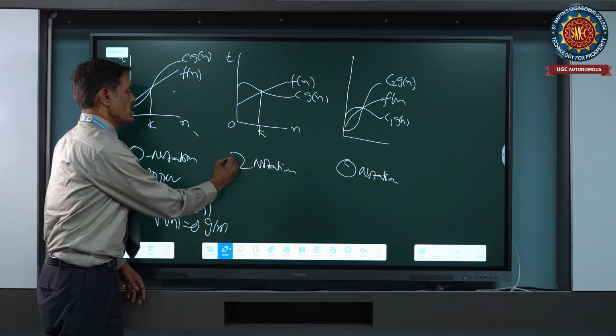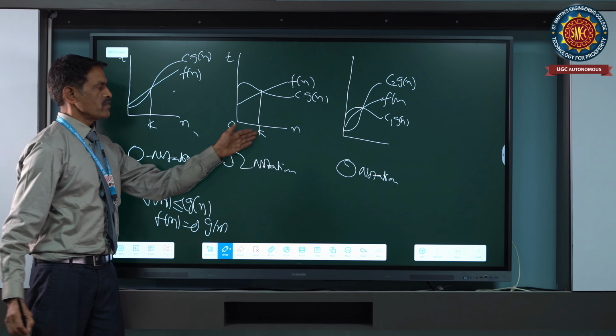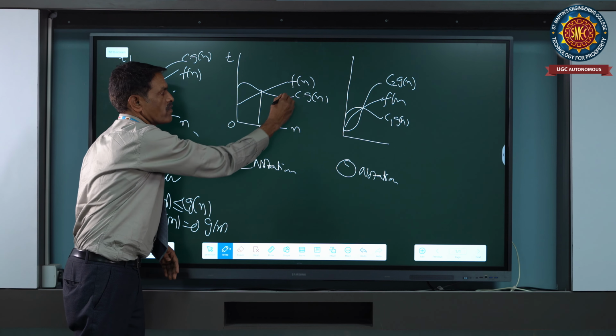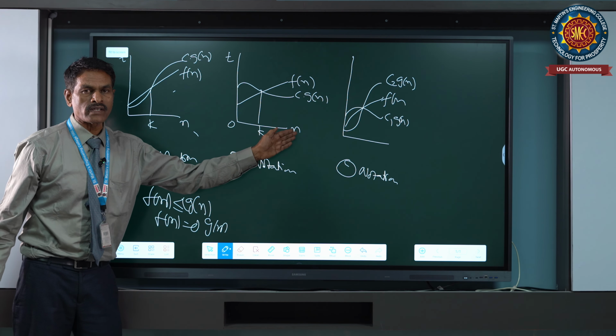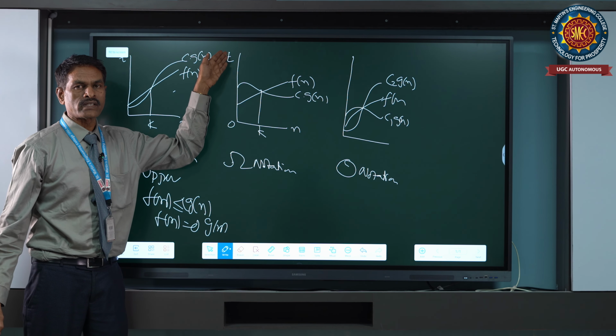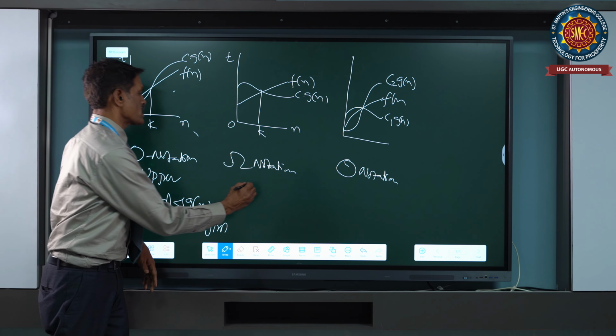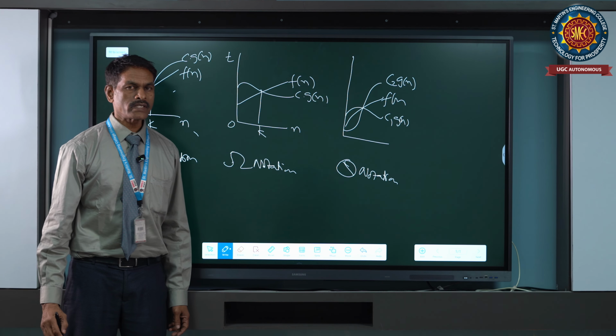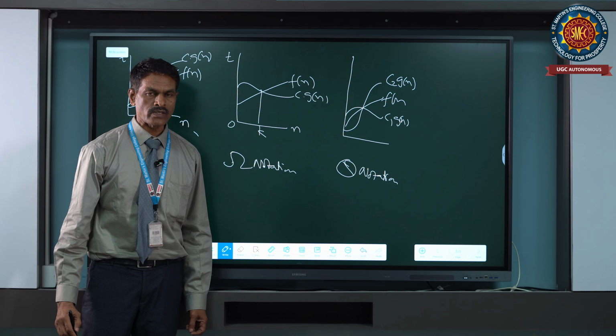The next one is the omega notation, which we use as a lower bound on the time taken for a given input size n of elements. So this is a lower bound. These are the notations we use, the asymptotic notations.